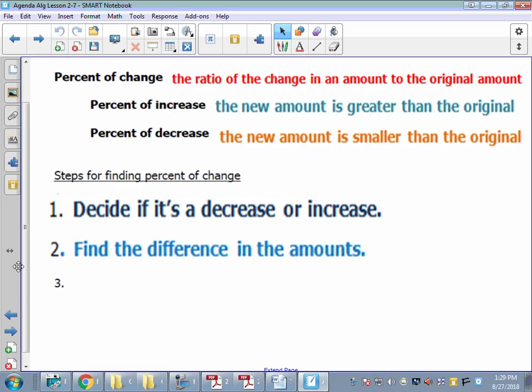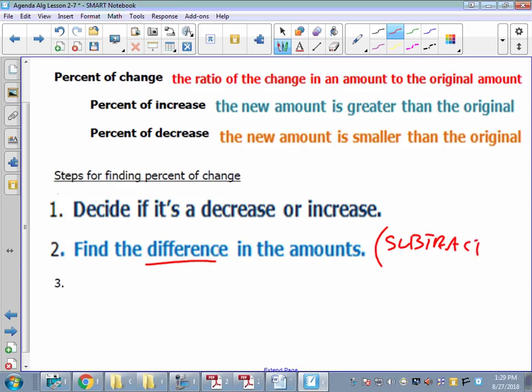Okay? And then find the difference in the amounts. So difference, that's a key word. Difference is a key word for subtraction. So we're going to have to subtract here. So subtraction is there. Okay?